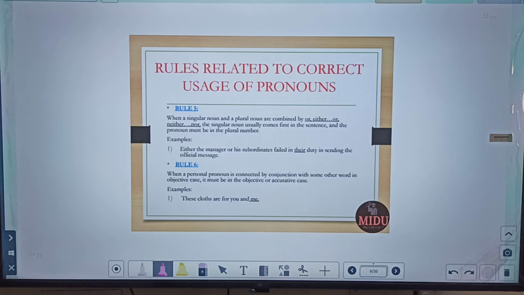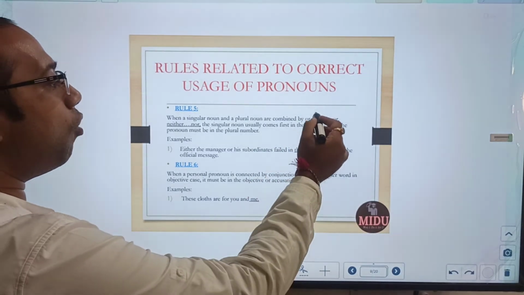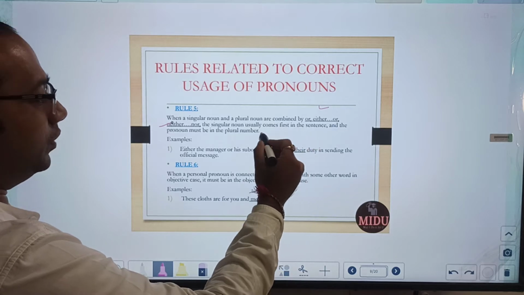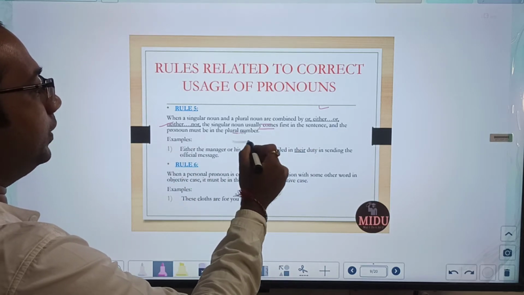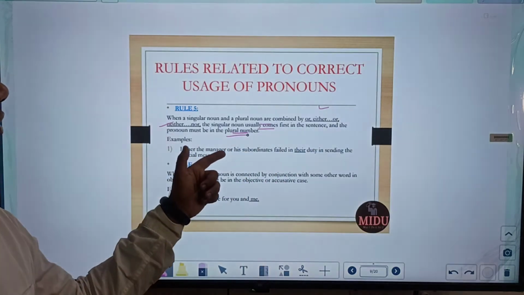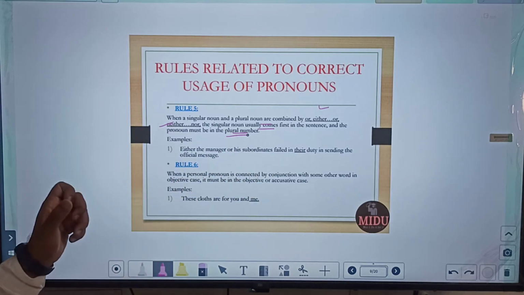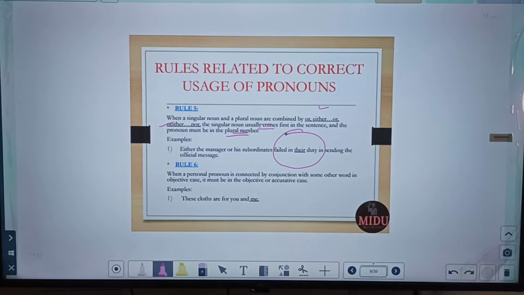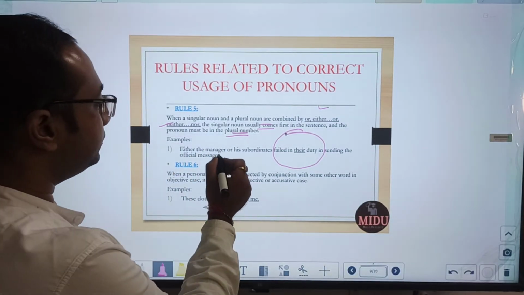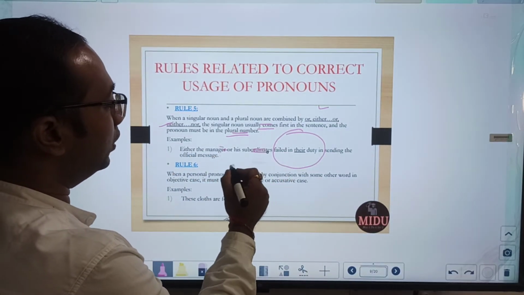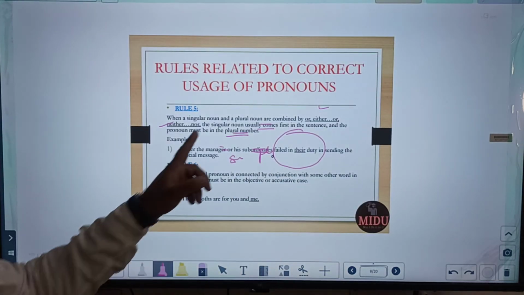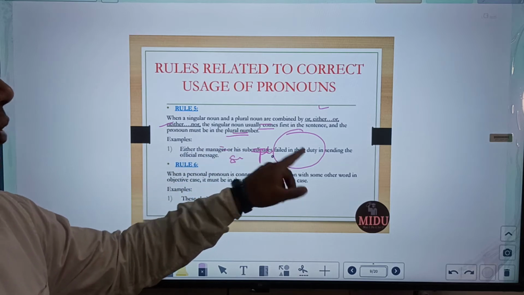When a singular noun and plural noun are combined by or, either, neither, nor, the singular noun usually comes first and the pronoun must be plural. Either the manager or his subordinates failed in their duty. So just look at this. Manager is singular, subordinates are plural. So in this case, singular will come first and the pronoun must be plural.